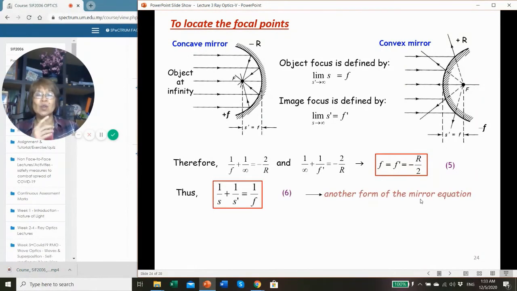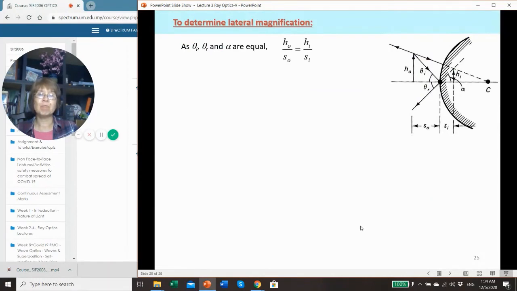Okay, so which means that now we can rewrite this mirror equation to 1 over S plus 1 over S prime equal to 1 over F, which is the focal length of the mirror. Now let's then derive the magnification. So what we're going to do is look at the height of the object and the height of the image. So we have drawn this diagram here of a convex mirror. Let's say we have an object of this height. Just now our object was on the optical axis. Now we extend and give it a height h0.